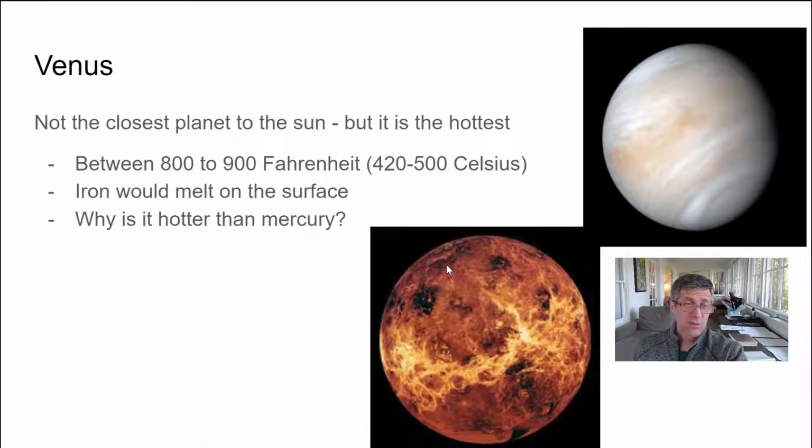Continue our tour through the solar system. Did you know that Venus is not the closest to the sun? Mercury is the closest to the sun, but Venus is the hottest planet. We estimate that on the surface of Venus, the temperature is between 800 to 900 Fahrenheit. That's hot enough to melt iron on the surface.